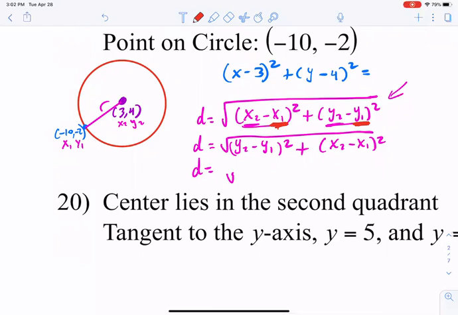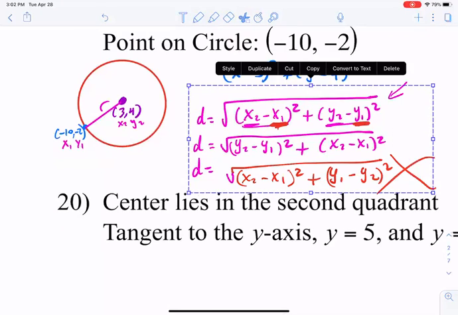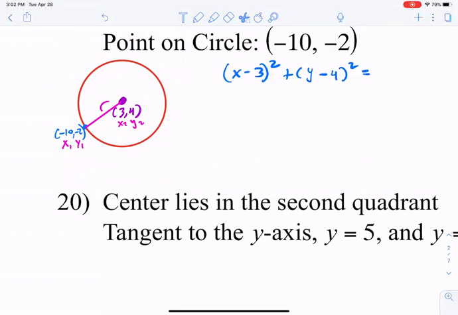But if, for example, you write the formula this way, (x2 - x1)², and then you do this, (y1 - y2)², you're going to get the wrong answer. So make sure that you don't do it that way. So this is incorrect. For simplicity, just write it as you see it in your textbook. Don't get complicated with that. But I'm just trying to tell you that you're going to get the same answer regardless.